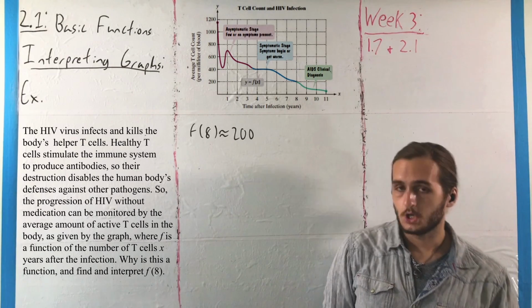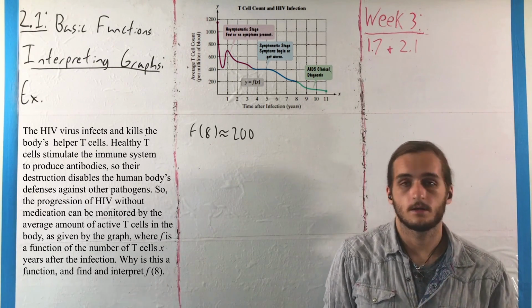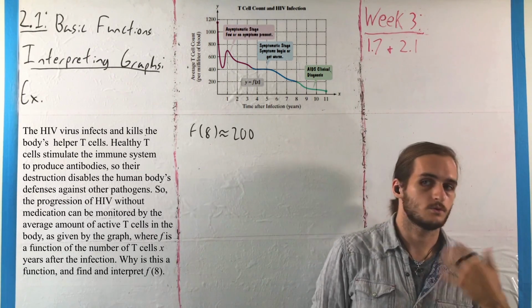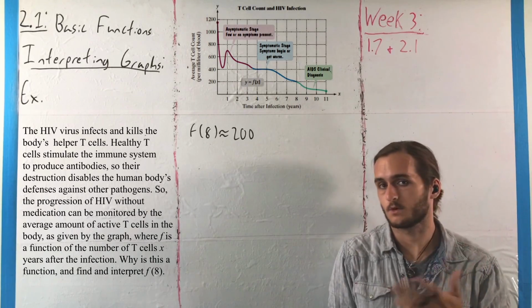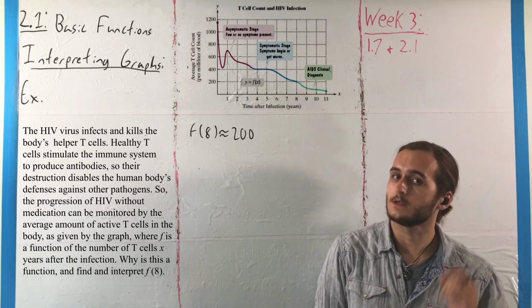And that's all we're going to get here for section 2.1. Next, we're going to move on into 2.2 and so on. We're going to actually look at some more special kinds of functions in particular.